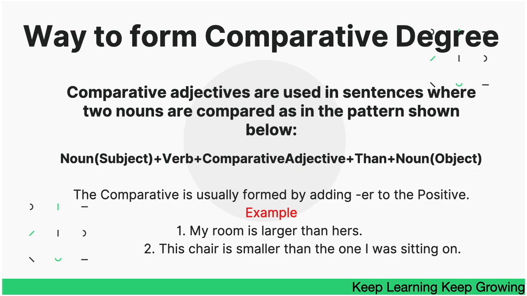Let me give you an example. My room is larger than hers. The word larger. This chair is smaller than the one I was sitting on. The word smaller. So, comparative is usually formed by adding er to the positive. Like small can be written as smaller, tall, taller, short, shorter, bold, bolder, young, younger, large, larger, and so on.